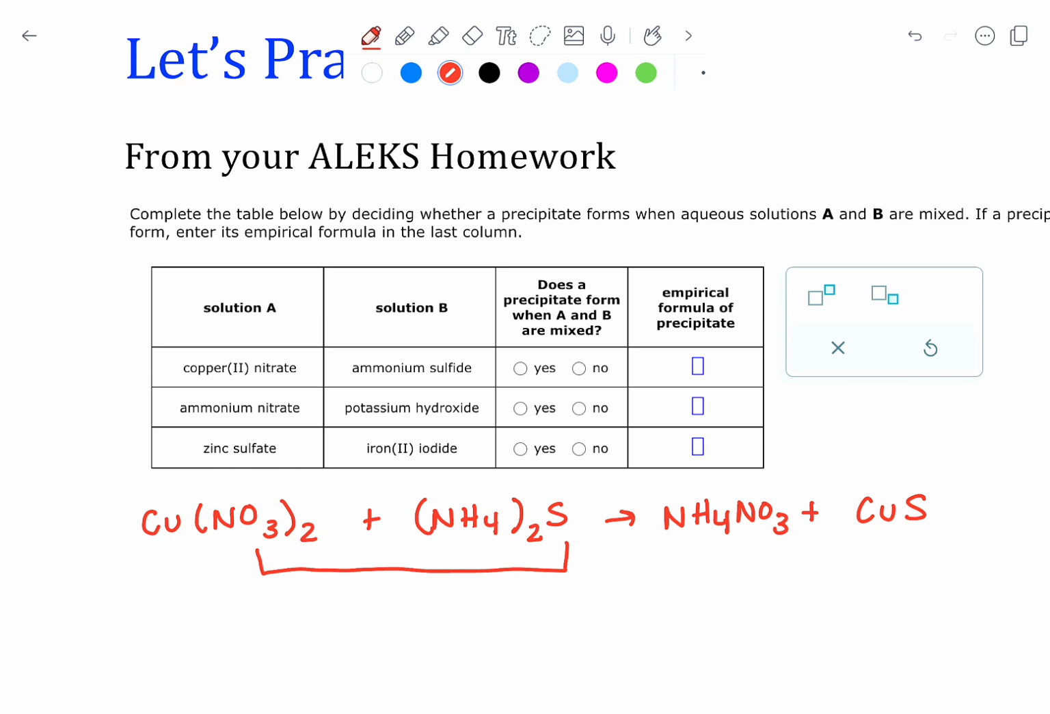Okay. We know that ammonium and nitrate are always going to be water soluble. We've seen many examples of that in our lesson today, so this is going to get an AQ. We then need to reference our chart about sulfide. Sulfide is typically water soluble, but copper is one of those exceptions to the rule. So this will form a precipitate. So for this one, does a precipitate form? Yes. And what is that formula? CuS. And make sure you're putting in the empirical formula, which is the simplest form.